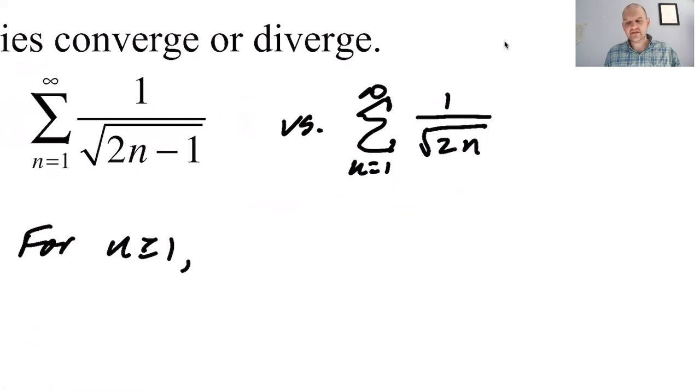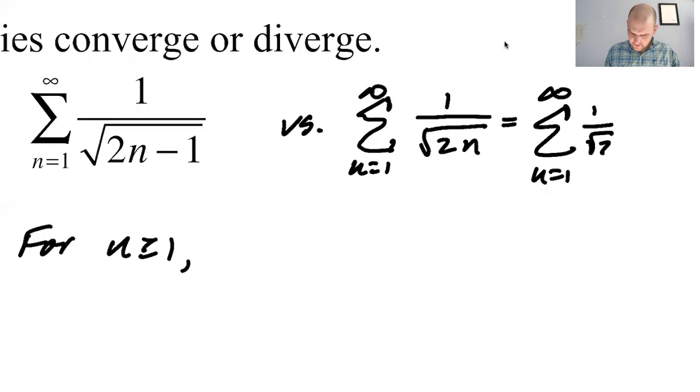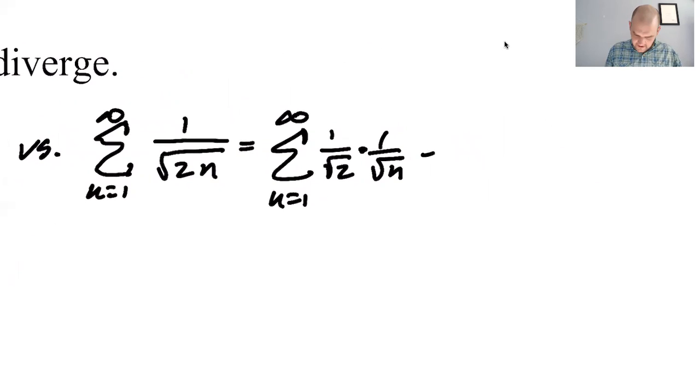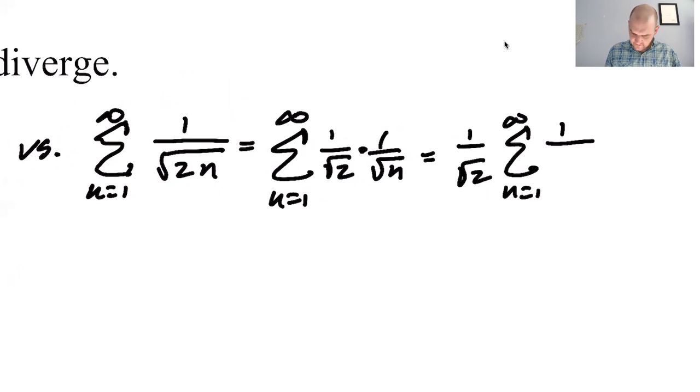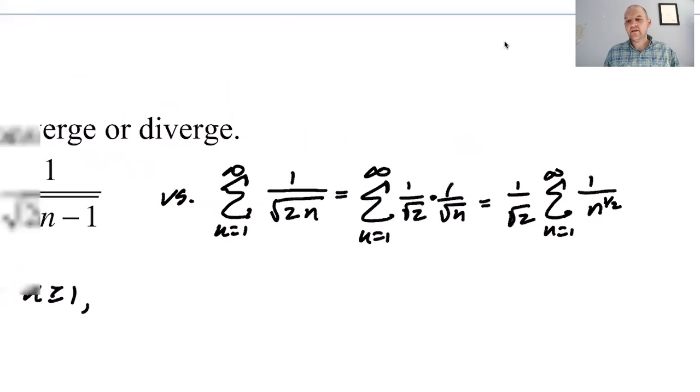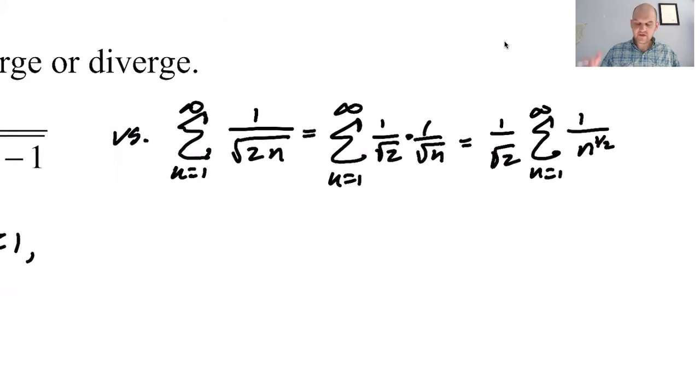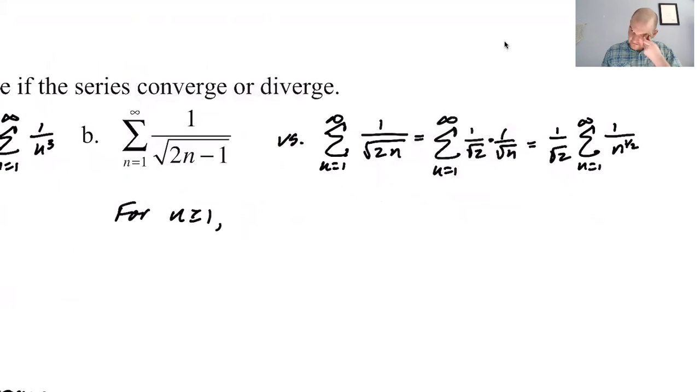Let's compare it to this, because this is really just 1 over root 2 times 1 over root n, which is really just 1 over root 2. So this is an example of how I often stumble. I think I know what I'm doing, and then it turns out it's not useful. So this is a p-series with p equals 1/2. This diverges, right? So is this going to work? Is this not going to work?